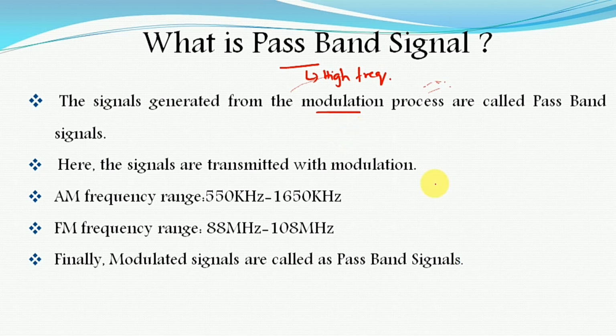Here the signals are transmitted with modulation. So if you consider the examples, then it is amplitude modulation, frequency modulation and phase modulation. And if you consider the practical example, then I can consider it as satellite communication or satellite signals. Now let us see the basic frequency ranges. That is, AM frequency range is 550 kHz to 1650 kHz, whereas the FM frequency range is 88 MHz to 108 MHz. So finally we can say that the passband signals are nothing but the modulated signals.